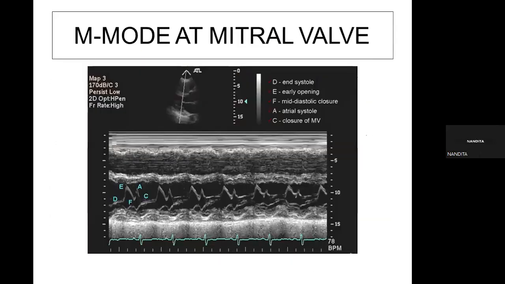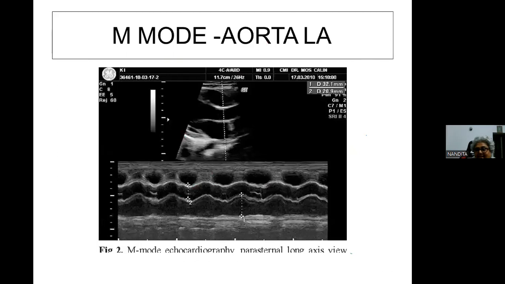Yeah, tell me. Ma'am, when to take the M mode? During closure of the aortic valve or when the aortic valve is open? No. Look, what are you seeing here? You have started here, correct? This is one cardiac cycle. This is another cardiac cycle. This is another one. This is another one. So what has the M mode really done?